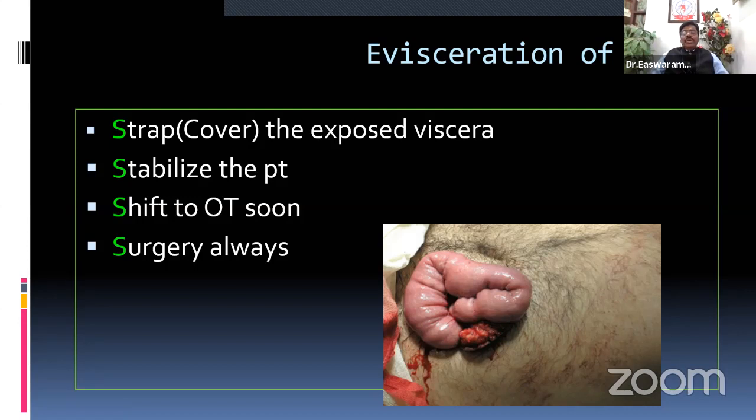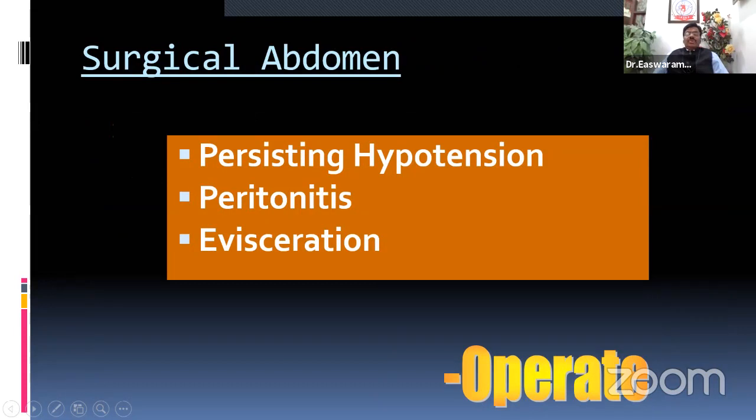All you need to do is cover that area with a moist, sterile towel, stabilize the patient, give adequate analgesia, and shift the patient to OT. And of course, the patient needs 100% surgery. The thing you should not do is try to push things back in or try to suture it. So this is a surgical abdomen, evisceration.